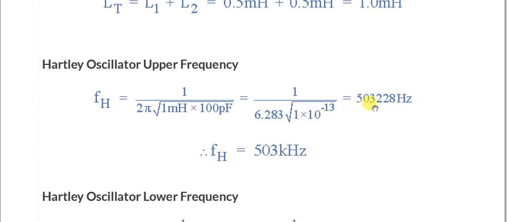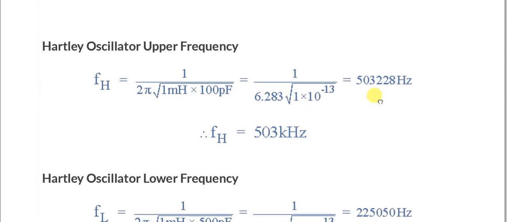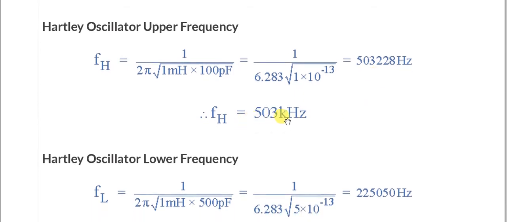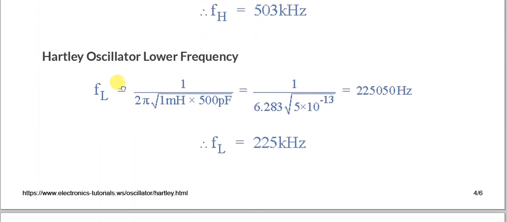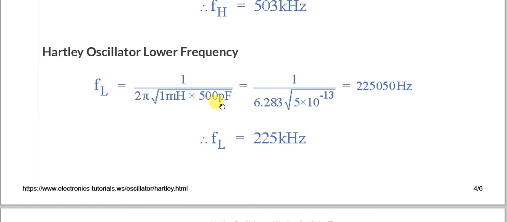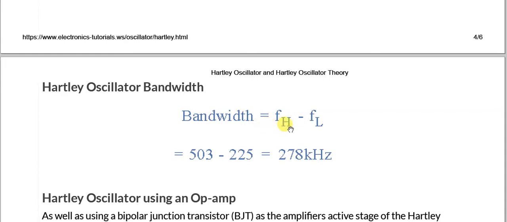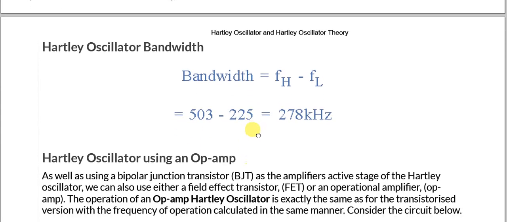The upper frequency is 503 kilohertz. For the oscillator's lower frequency, similarly we put the lower range of the capacitance, and we get 225 kilohertz. So the bandwidth is the difference of the two: FH minus FL. We get 503 minus 225, which must be in kilohertz, obviously, 278 kilohertz. So this is a typical example of solving a numerical problem.